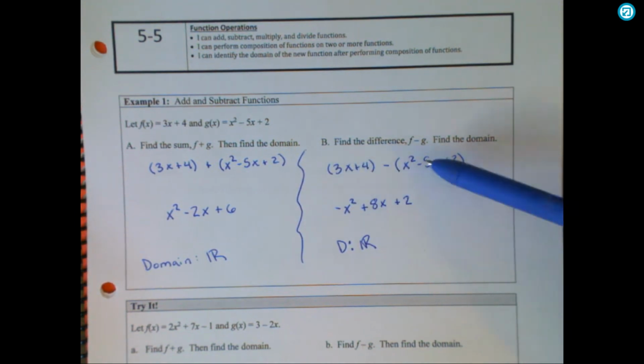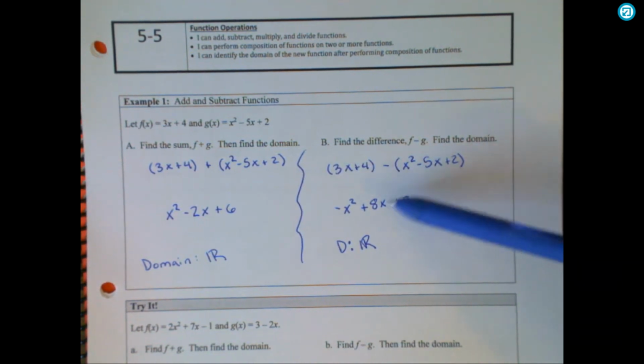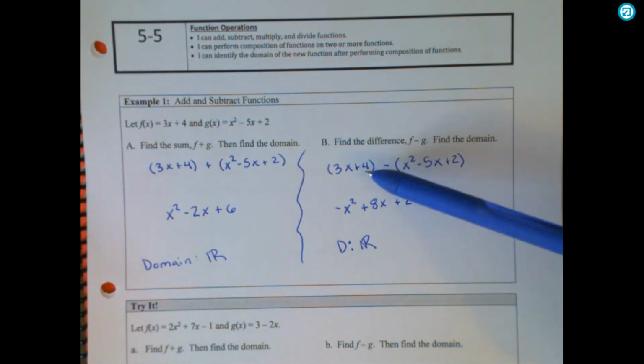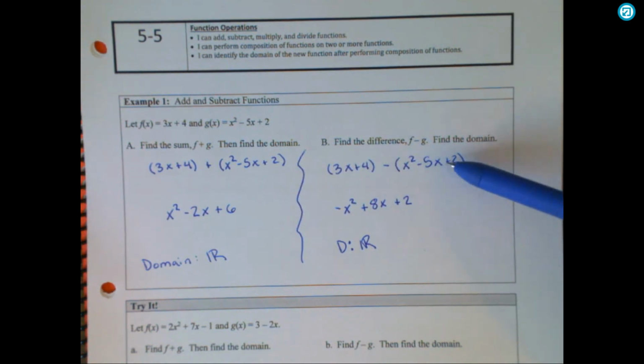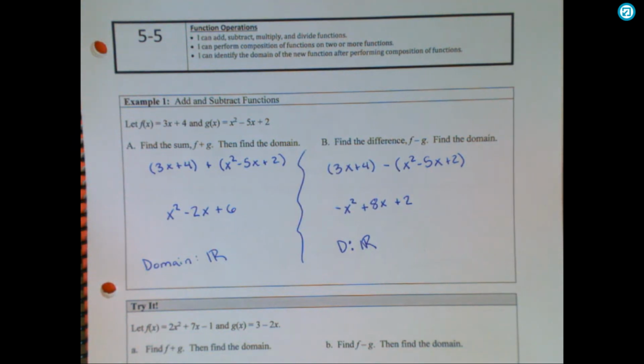For my x's, I have 3x minus negative 5x. Those are my like terms. Minus the negative is plus, and 3 plus 5 is 8. And then constants on the end, you have 4 minus 2, which is a positive 2. Again, I don't have fractions or square roots, so my domain stays all real numbers.